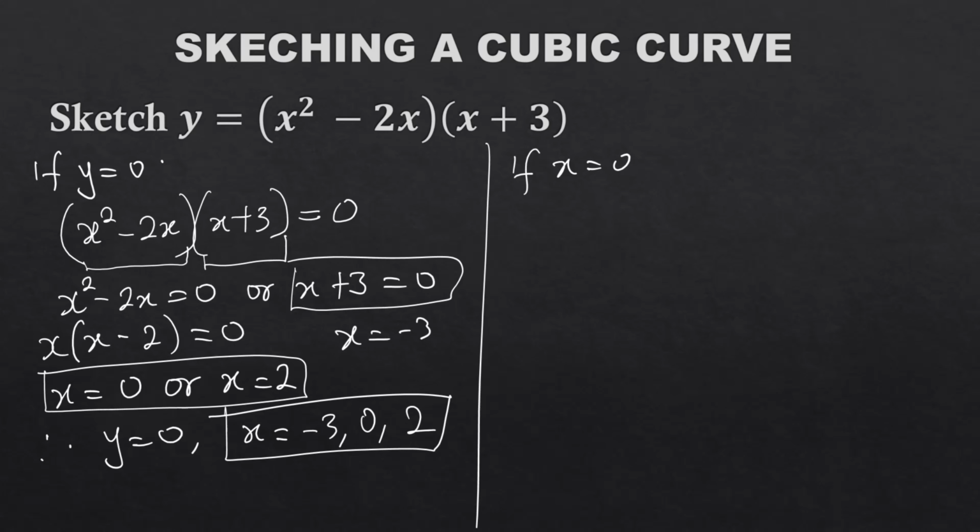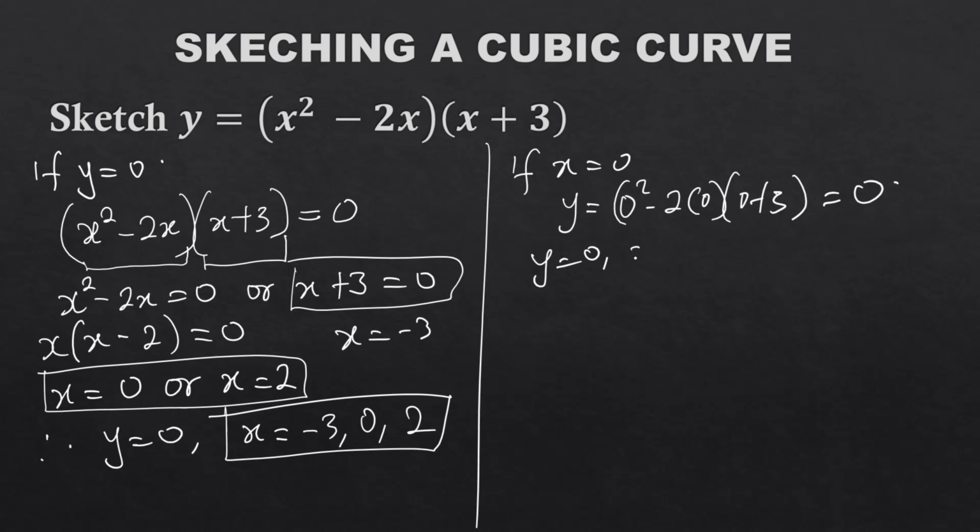So what will be my y? If x is 0, y is going to be what? Let's find out. From this equation, I'll put 0 squared minus 2 bracket 0, then 0 plus 3. That simply means that y is going to be 0. Now, that means my second coordinate is y is 0 and x is 0. That means (0, 0). All right, so I have gotten the x-intercepts and the y-intercept.